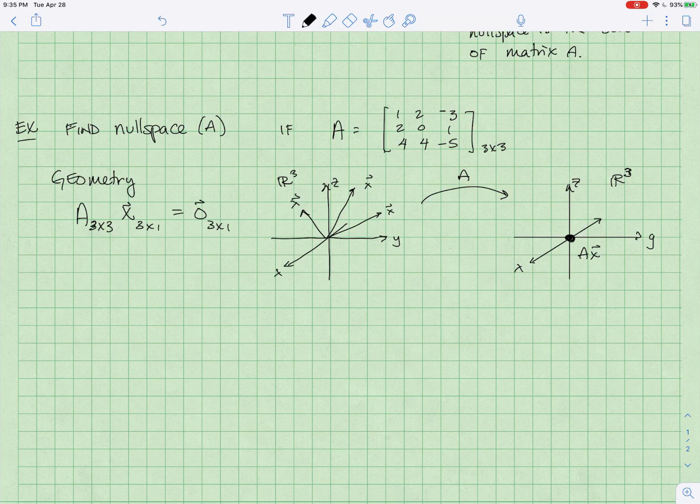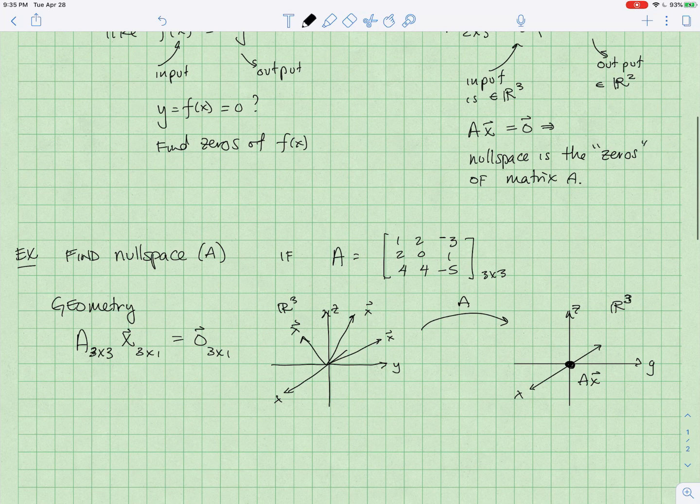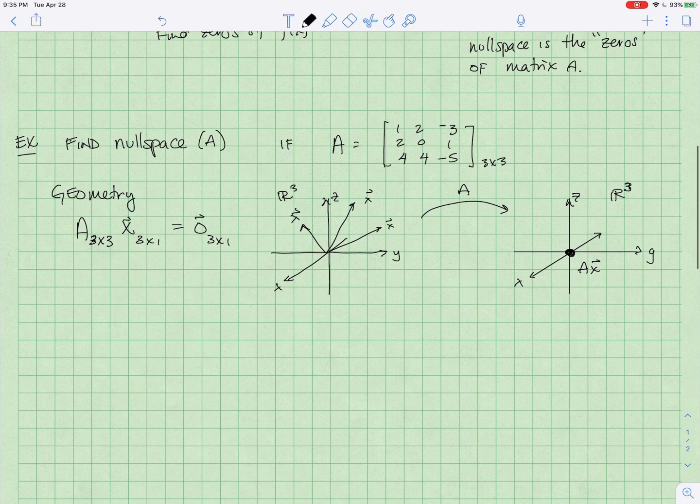Anyhow, let's go ahead and do an actual example here. We're going to find the null space of A, where A is the 3 by 3 matrix 1, 2, negative 3, 2, 0, 1, 4, 4, negative 5. So how are we going to do that? Well, we want null space A, and by definition, that's the set of vectors x such that Ax is equal to 0. So that's where we're going to start.